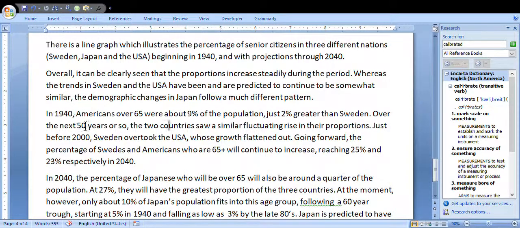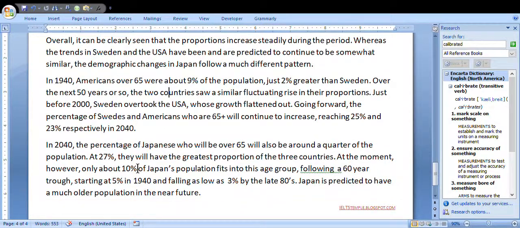In 1940, Americans, okay, so then you can read this on your own. You can just pause it. I would recommend that you take a look at that.